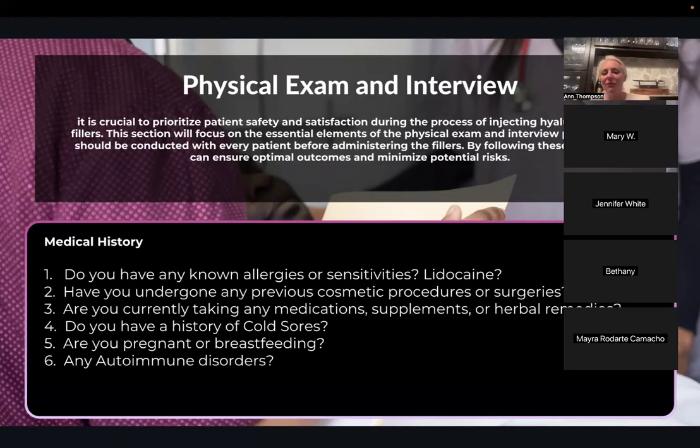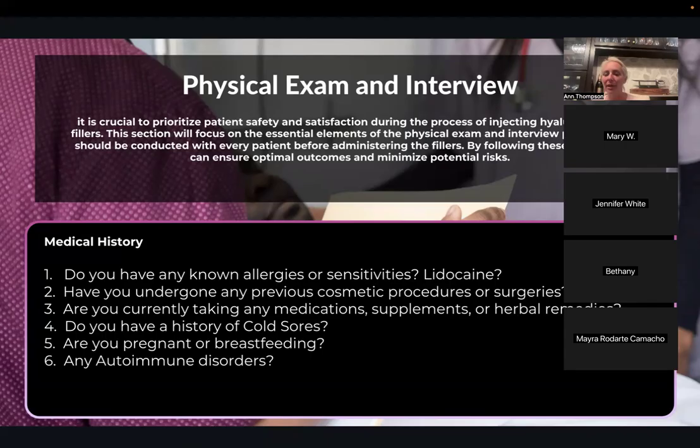You also want to know if they're taking any type of medications or herbal supplements. If they have a history of cold sores, you do need to call them in Valtrex 2 grams PO BID if they are getting their lips done or any type of filler around the mouth, because it can cause a herpetic outbreak.